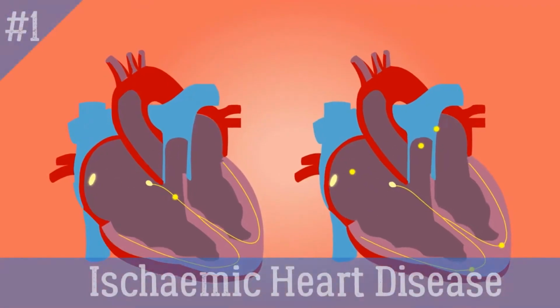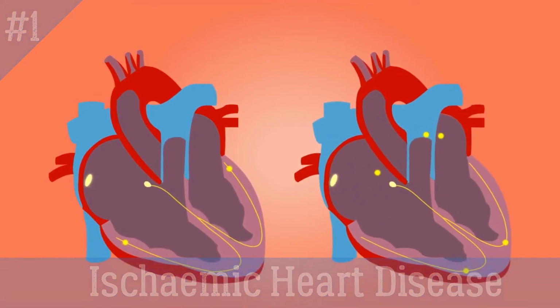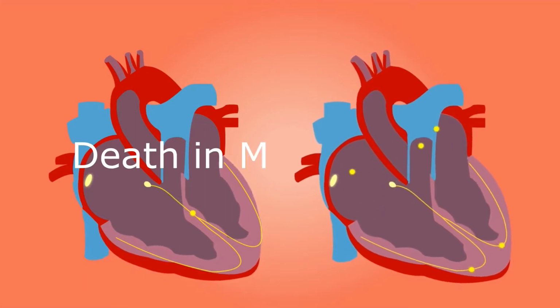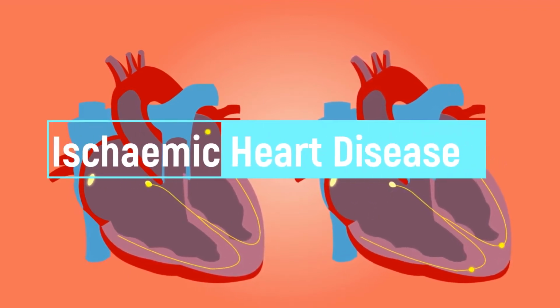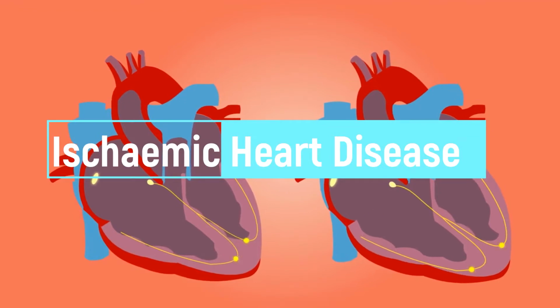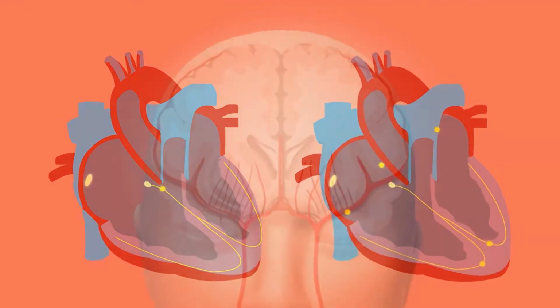Number 1. Ischemic heart disease. Ischemic means that an organ, for example, the heart, is not getting enough blood and oxygen. Ischemic heart disease, also called coronary heart disease or coronary artery disease, is the term given to heart problems caused by narrowed heart, coronary, arteries that supply blood to the heart muscle.